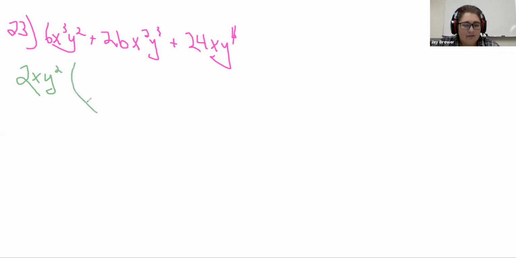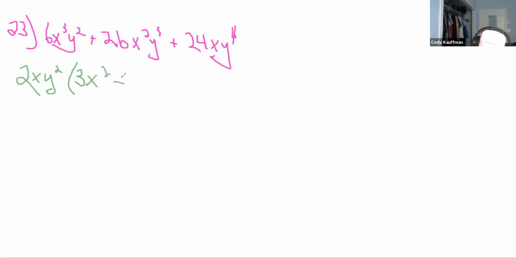Okay. So now we got to see what's left. 2 goes into 6 how many times? 3. Okay. Your y squareds cancel. You already pulled it out. So you have x cubed and you took away an x. So how many x's are left? X squared. Perfect. All right. Keep it going.